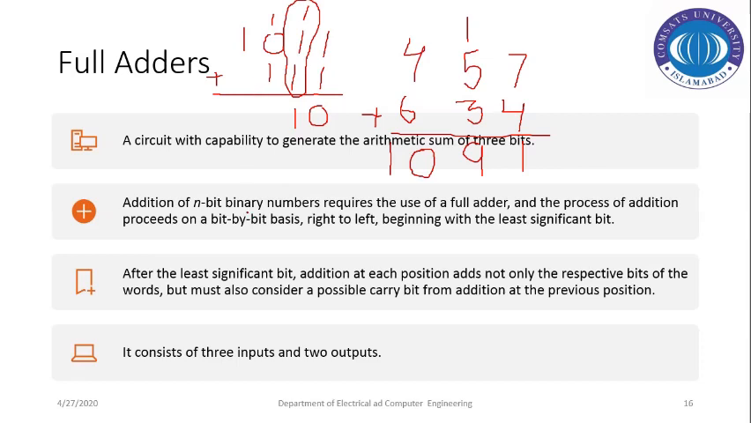So a full adder circuit is basically a circuit that has 3 distinct input lines and 2 outputs. One output produces the summation result, and the other, if any carry has been produced, is indicated by that dedicated output.